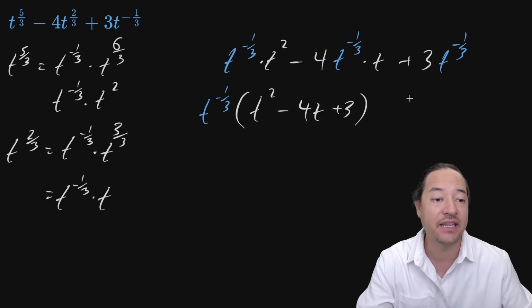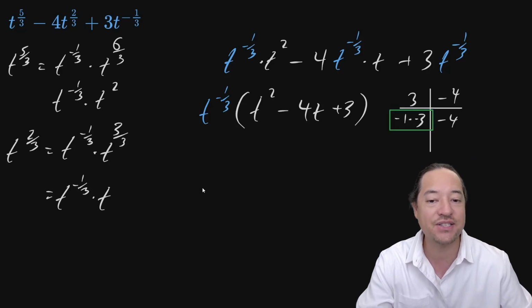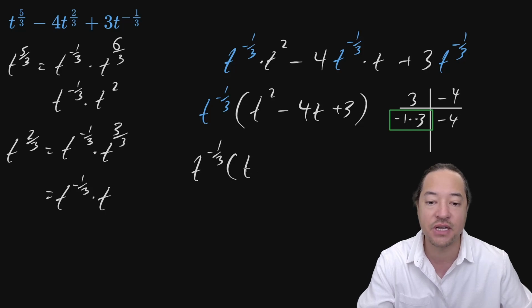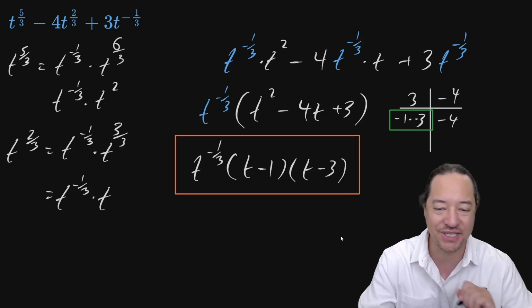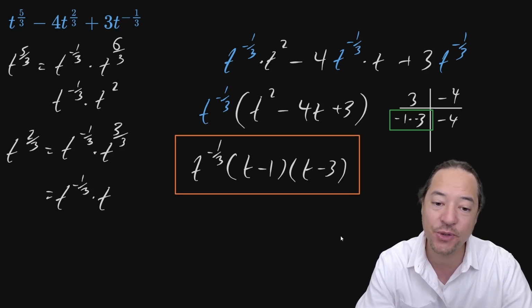We need the factors of 3 that add up to -4. And so we get a -1 times a -3, and that's it, right? Because adding these does in fact give us -4. So that's going to be the numbers that we're going to use here. We'll have t to the -1/3 times t minus 1 times t minus 3, and we're done. Okay, so that was the last example.